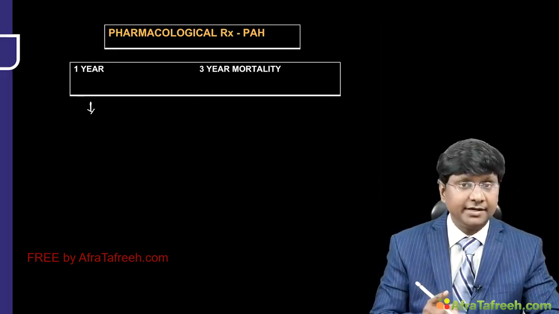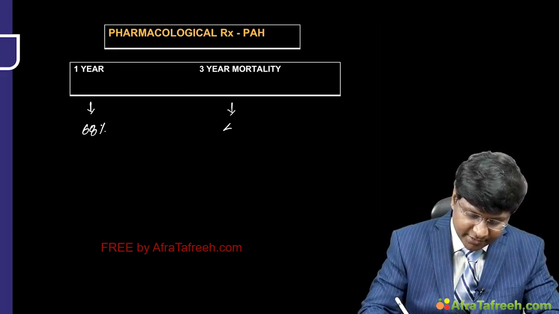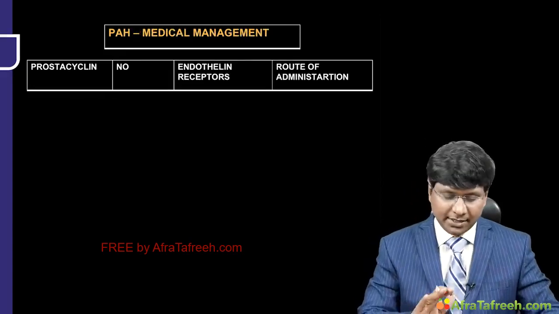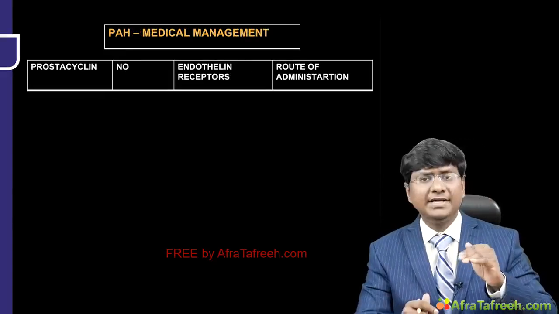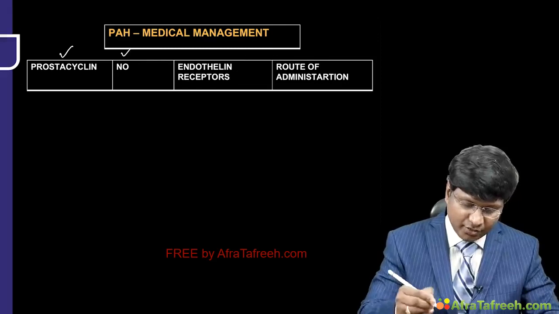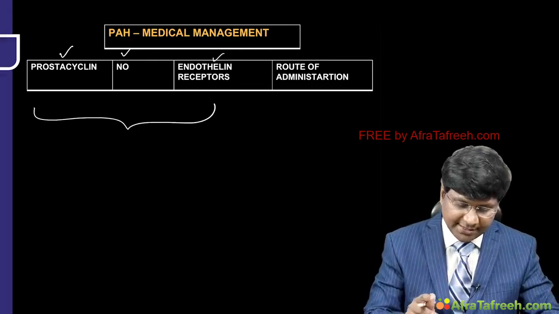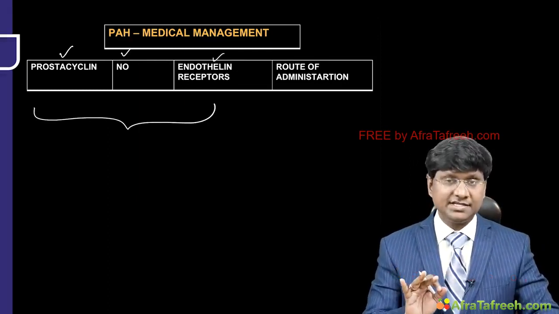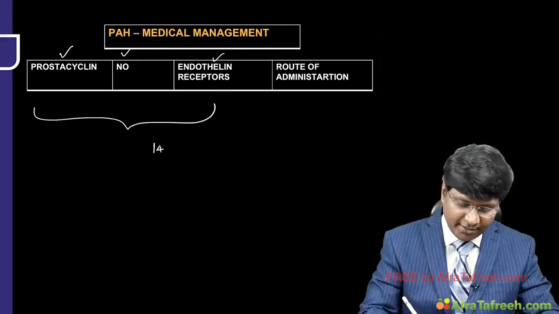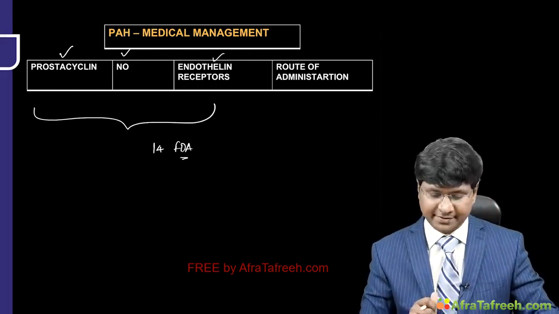the 1-year mortality rate was nearly around 68% and 3-year mortality rate was around 48% before the advent of the pharmacological drugs. Now, all these pharmacological drugs are targeting the prostacyclin, nitric oxide, and as well as the endothelin receptors. So, taking the target of these three substances, that is prostacyclin, nitric oxide, and endothelin receptors, there are totally 14 FDA approved drugs for the treatment of pulmonary arterial hypertension.